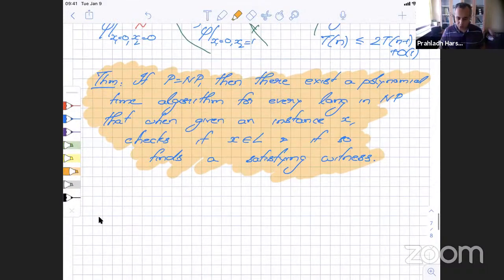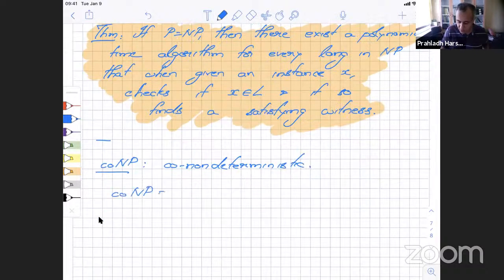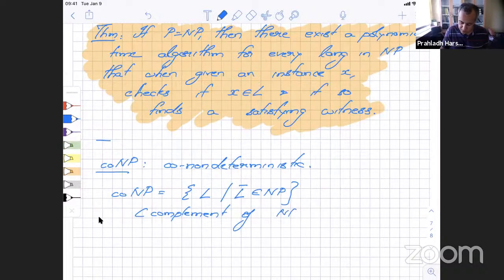Okay. So if that's done, we'll move to a related topic, also related to NP, which is what's called coNP, co-non-deterministic. One way of defining coNP is to take the complement of all languages which are in NP. Notice this is the complement of languages in NP. It is not the complement of NP. The languages in coNP are languages whose complement is in NP.